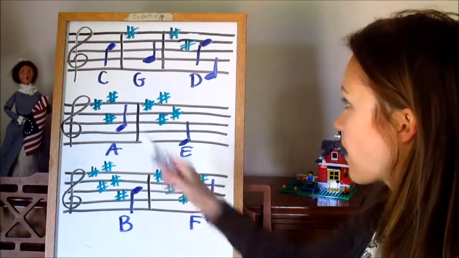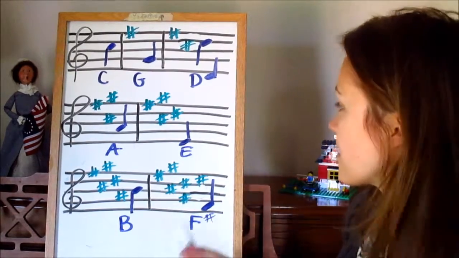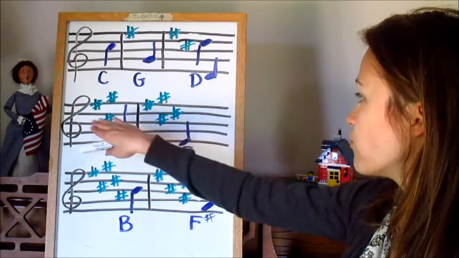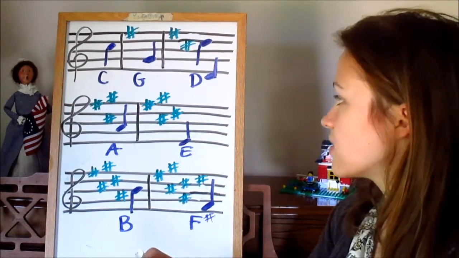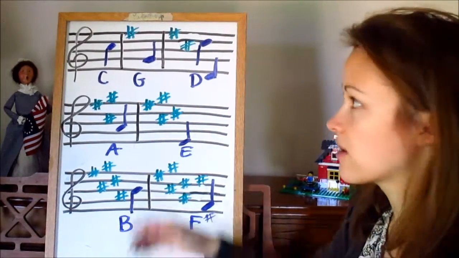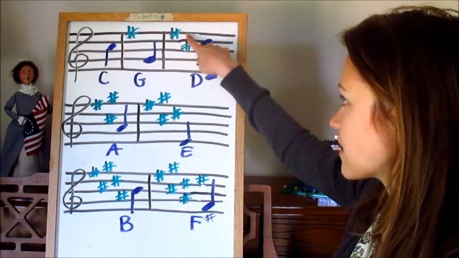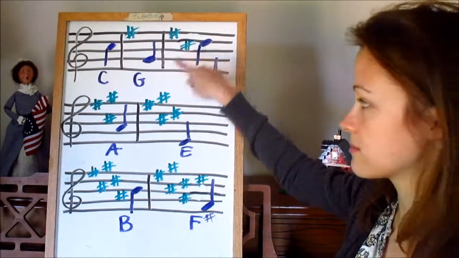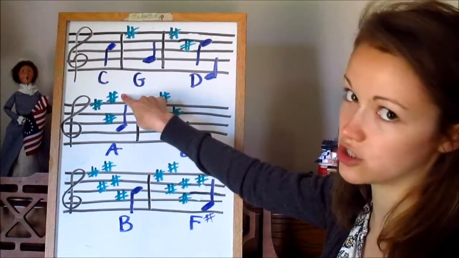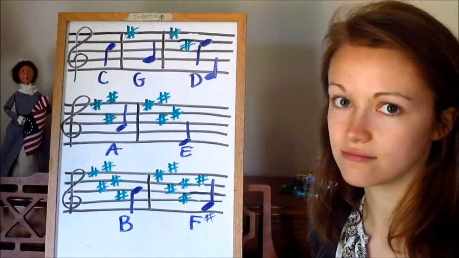So as you can see from my little illustration here, every time you move up a key, the position of the sharps in the previous keys don't change. For example, in going from G to D, you still had this F sharp, you just added the C sharp. And then in going to A, you still had the F sharp and the C sharp, but you added the G sharp. So that's how you find keys for sharps.